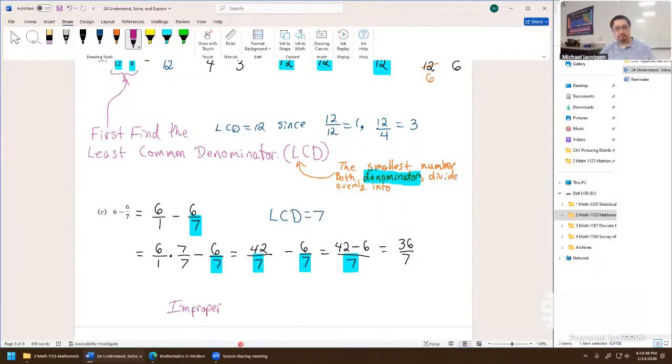Not improper because it did anything wrong. It's just fine just the way it is, but it's improper since 36, the numerator, is larger than 7. Should define these new symbols the moment we say them. That's the greater than or larger than symbol. But it's still in a perfectly fine simplified form.